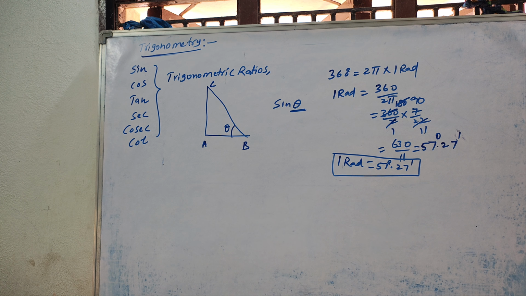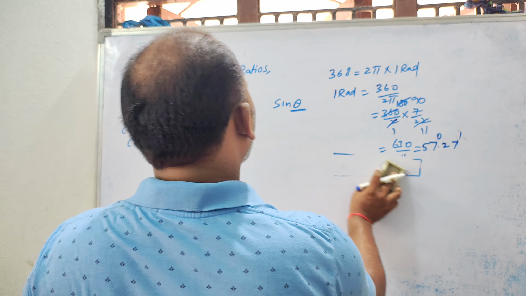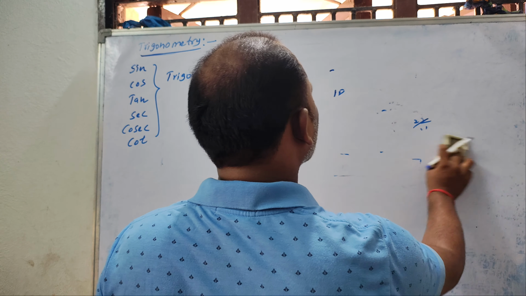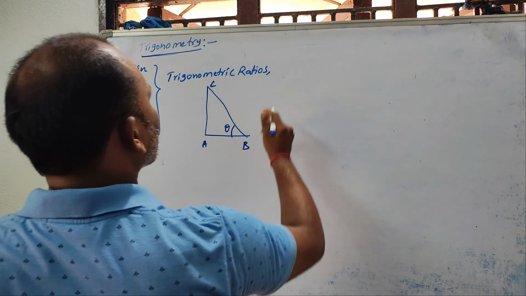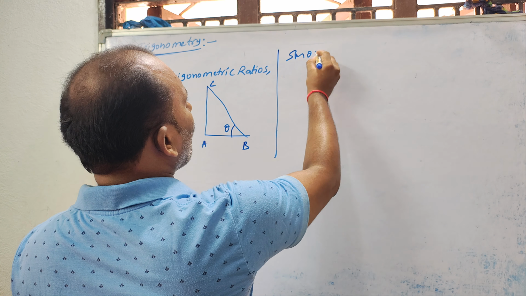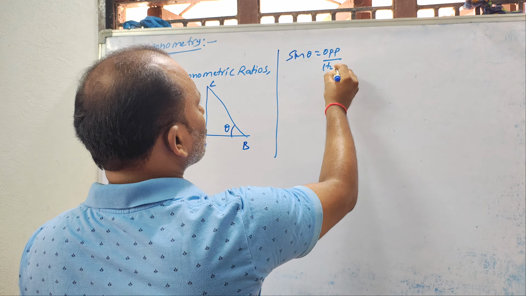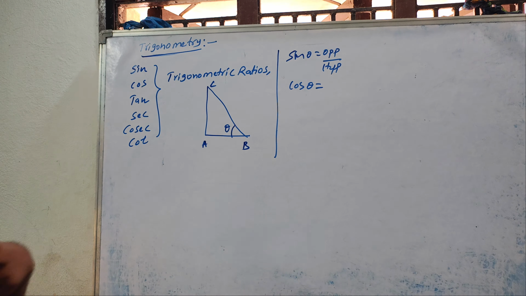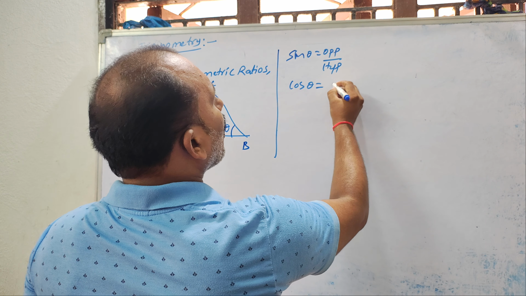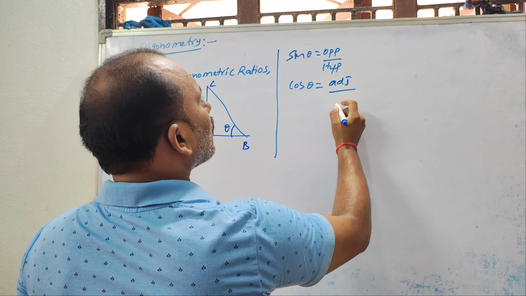Now we want to go for how to find the formulas for these trigonometric ratios. So let's see the formulas. What is the formula for sin theta? Sin theta is equal to opposite side by hypotenuse. Cos theta is equal to adjacent side by hypotenuse. Tan theta is equal to opposite by adjacent.